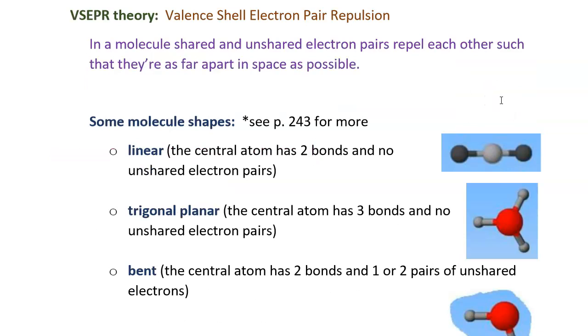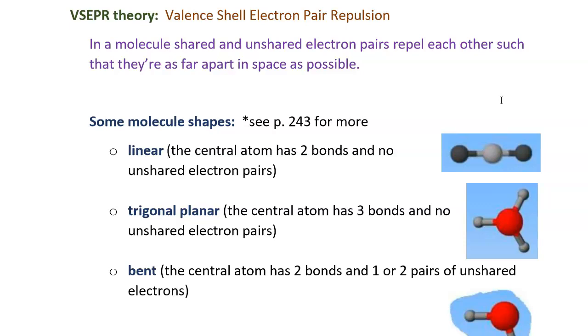The VSEPR theory stands for valence shell electron pair repulsion. That phrase refers to the fact that in a molecule, shared and unshared electron pairs repel each other so that they're as far apart in space as possible. Here are some examples of molecular shapes, and on page 243 of the textbook there are more.